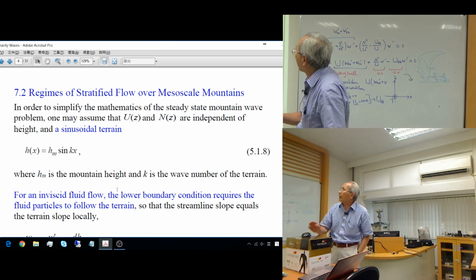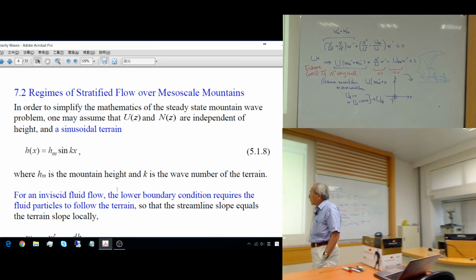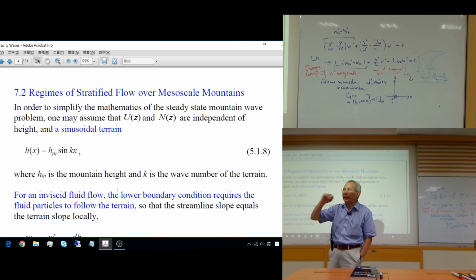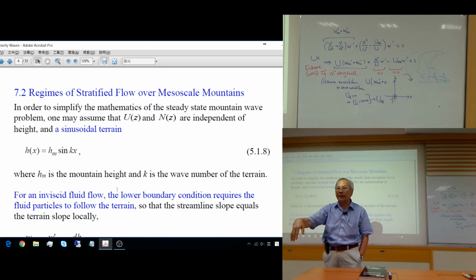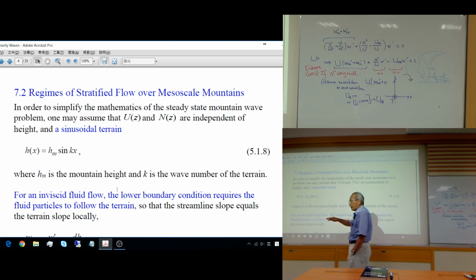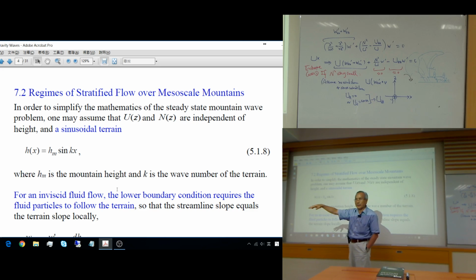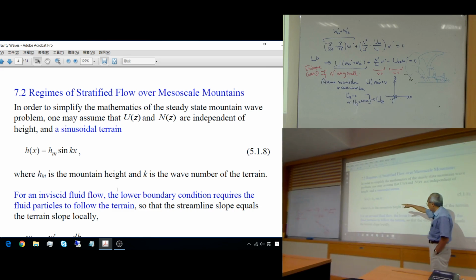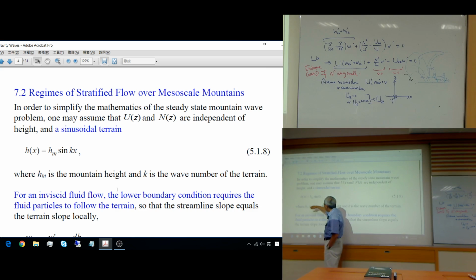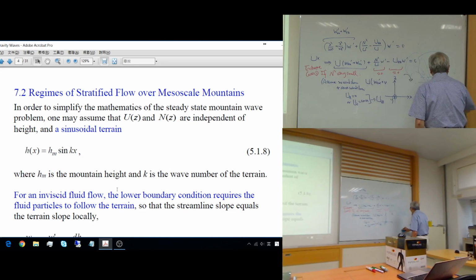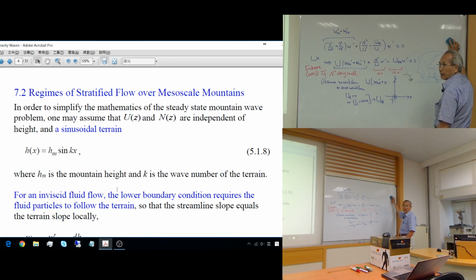Now the first thing is to try to use a very simple problem to help us get a more in-depth understanding of the problem, or the fundamental dynamics. So to avoid some complications of mathematics, we just use a sinusoidal wave, and not a wave, the mountain is sinusoidal. So we assume the mountain is sinusoidal. It could be a cosine function, it could be a sine function. So we just simply use a sine function.